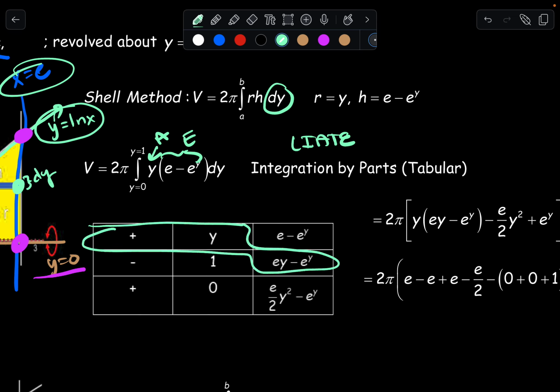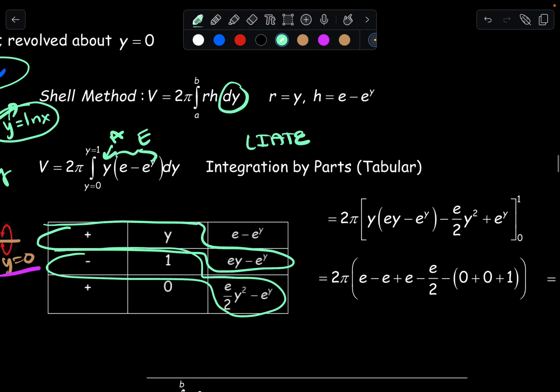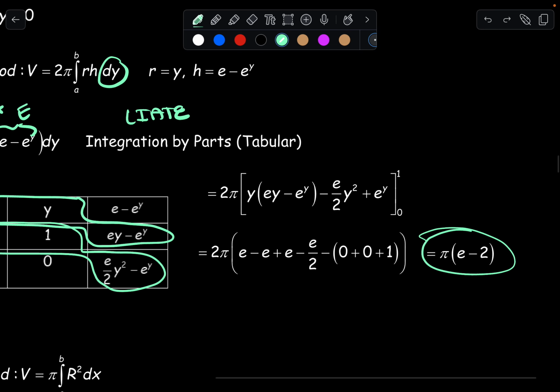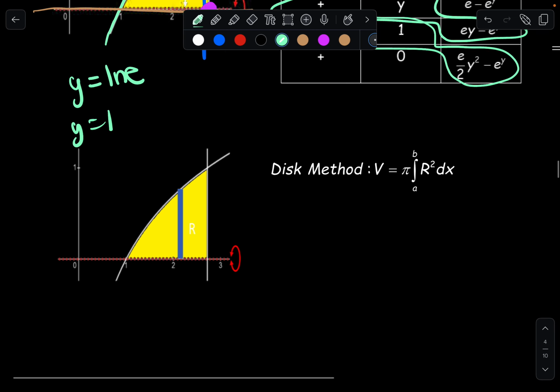So we have positive y times e times y minus e to the y. Next, we do the same thing, but for the second row. So we have minus 1 times e to the y, e over 2y squared minus e to the y, but you distribute that negative, so we get negative for the first term, positive for the second, and this is being evaluated from 0 to 1, okay? From there, it's first fundamental theorem of calculus, and we end up with pi times e minus 2, okay?